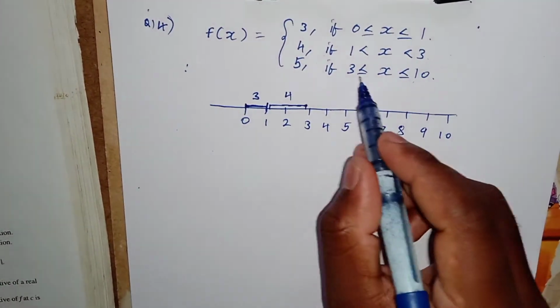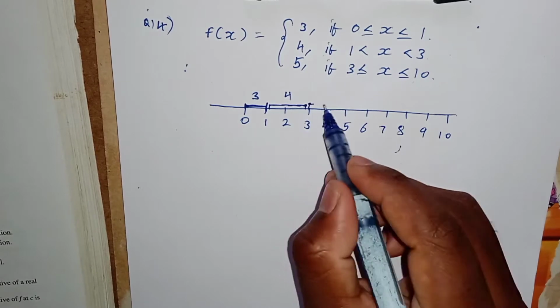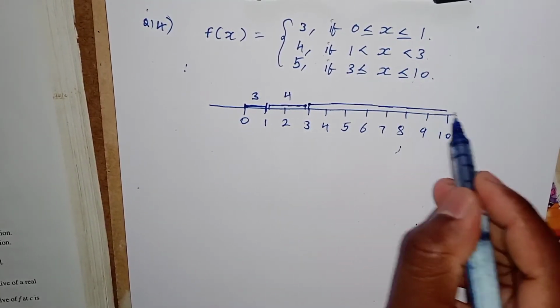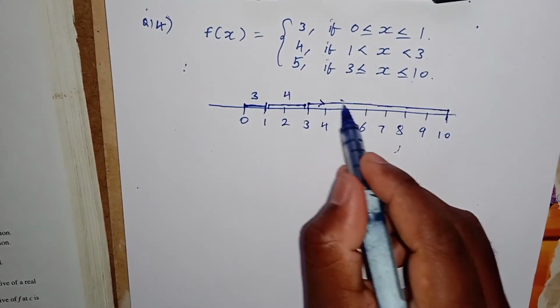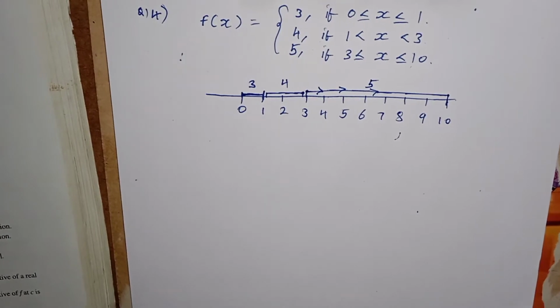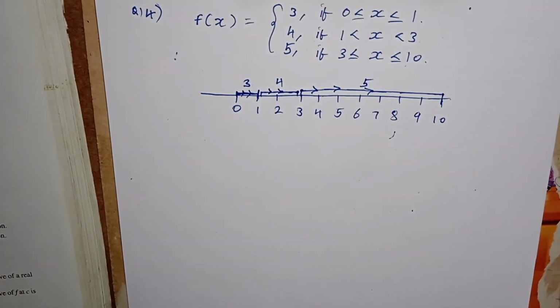Next, from 3, equal to, therefore from 3 you have to take up to 10. Here my function is 5. I hope you all understood the terms.